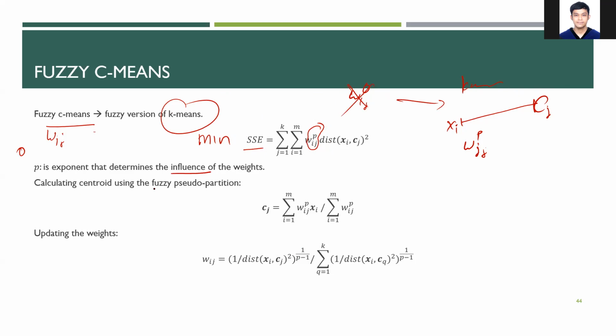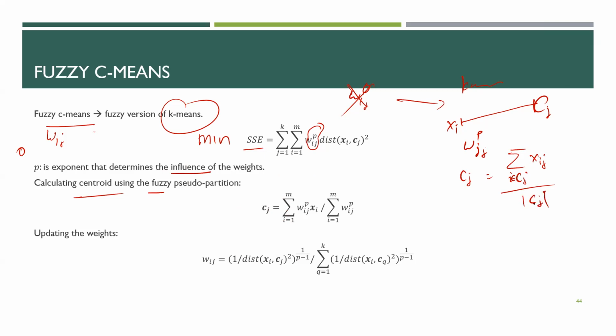Of course, we also have fuzzy for centroid. So this is the centroid, fuzzy pseudo partition. This is the equation. So in K-means, the centroid is the sigma of x_ij, which belongs to C_j, divided by the number of C_j, the average. But for fuzzy, we will consider the membership value. So this is the equation.